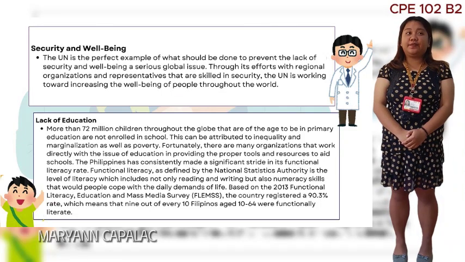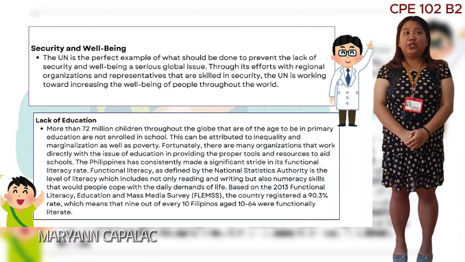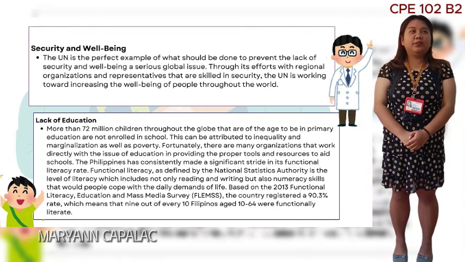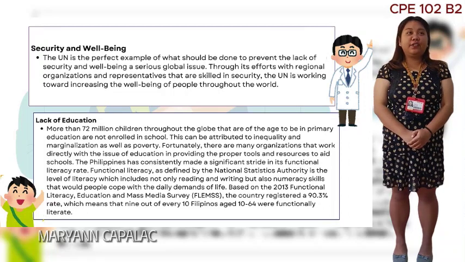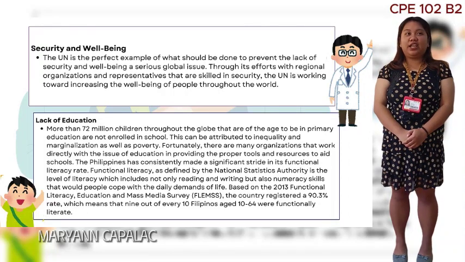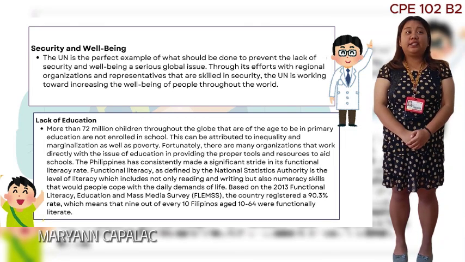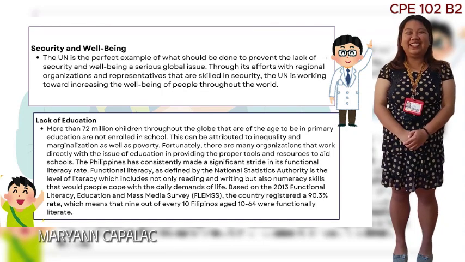Functional literacy, as defined by the National Statistics Authority, is the level of literacy which includes not only reading and writing, but also numeracy, the skills that would help people cope with the daily demands of life. Based on the 2013 Functional Literacy, Education, and Mass Media Survey, FLAMS, the country registered a 90.3% rate, which means that 90 out of 100 Filipinos aged 10 to 64 were functionally literate.